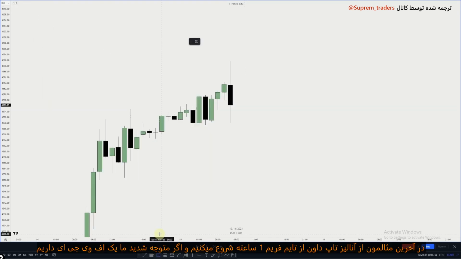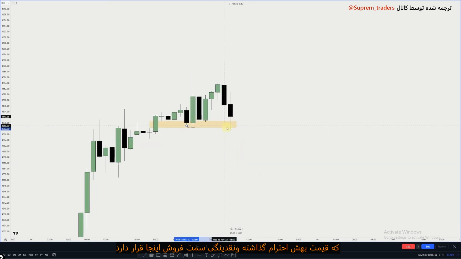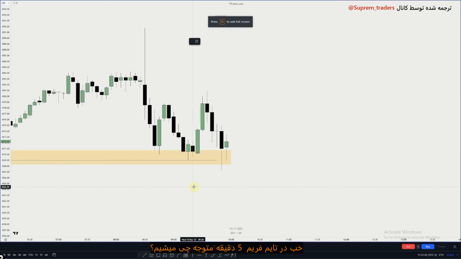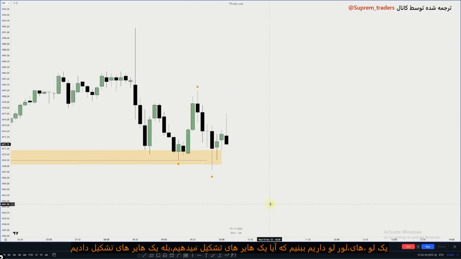In our last top-down example, we're starting on the ES 60-minute chart. If you notice, we have a fair value gap that's been respecting here, and we have sell side liquidity, or sell stops, resting here. We drop down on the hourly chart and we sweep that, close back inside. So let's drop down to the 5-minute chart to look for a long setup. Here on the 5-minute chart, what do we notice? We have a low, high, lower low. Let's see if we create a higher high.